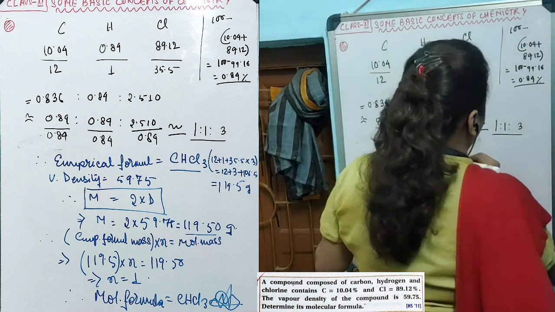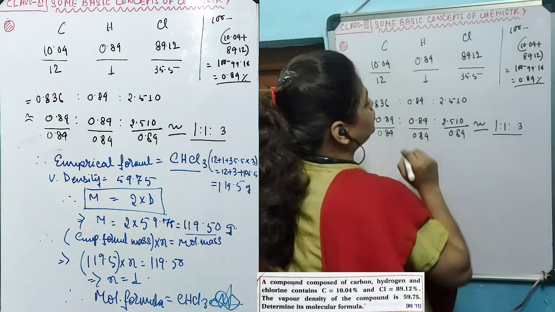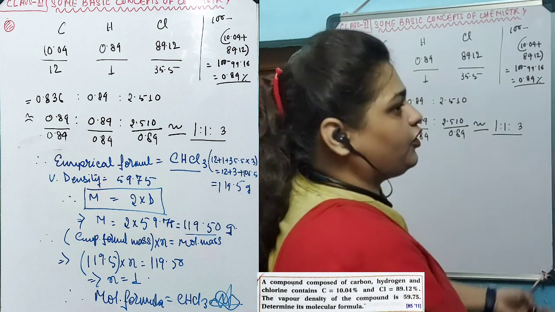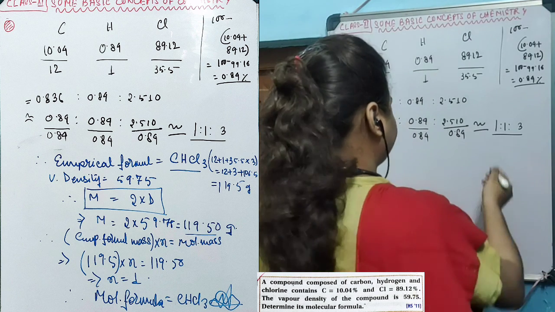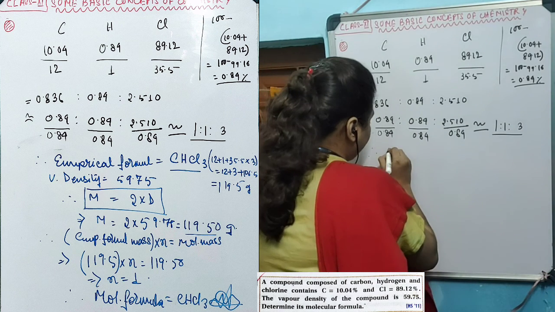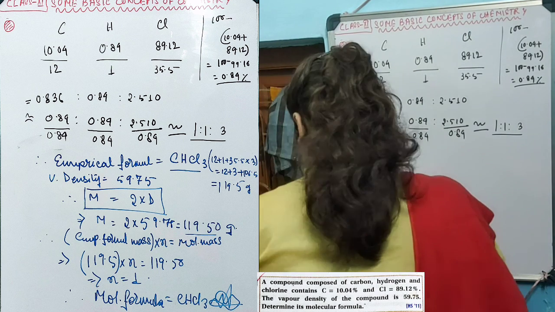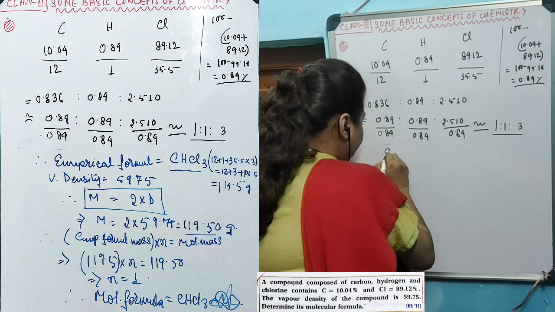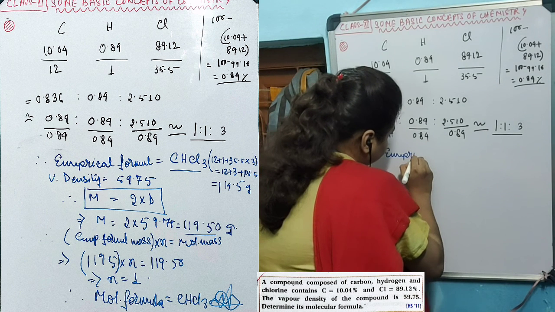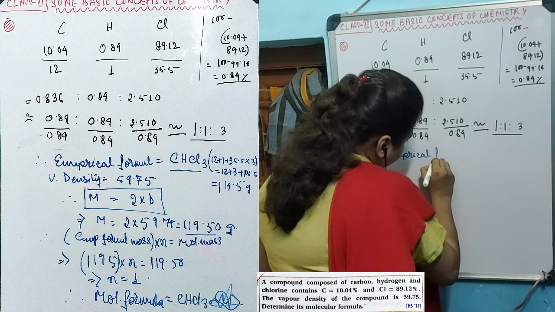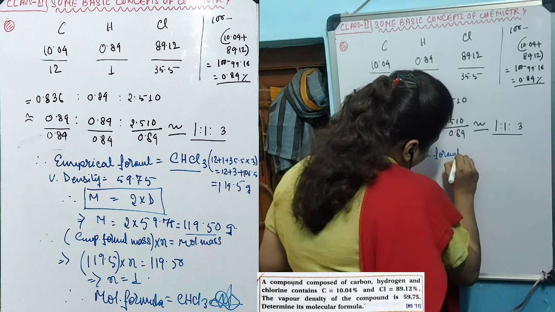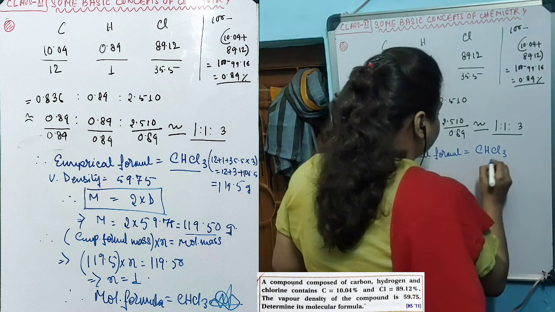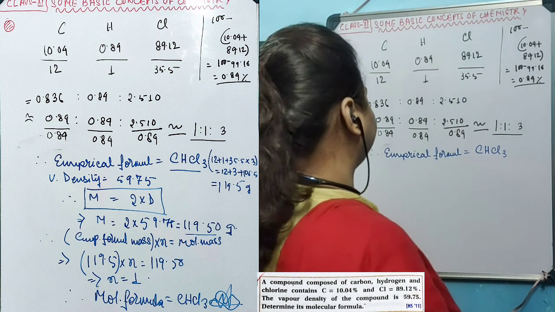Now this is the ratio in which carbon, hydrogen and chlorine combine to produce the compound. Therefore, we can easily find the empirical formula. Empirical formula equals CHCl3. This is the empirical formula of the compound.